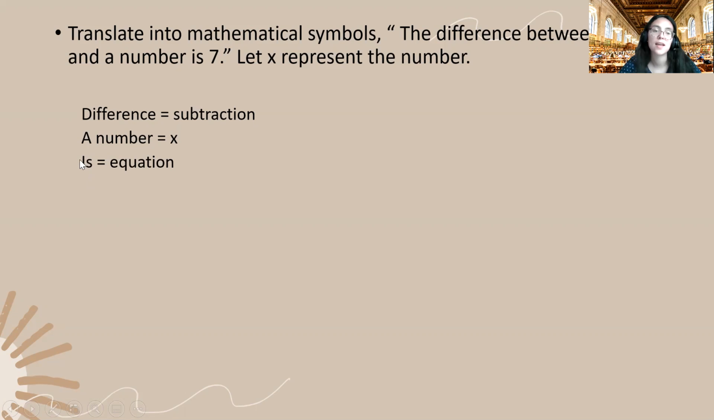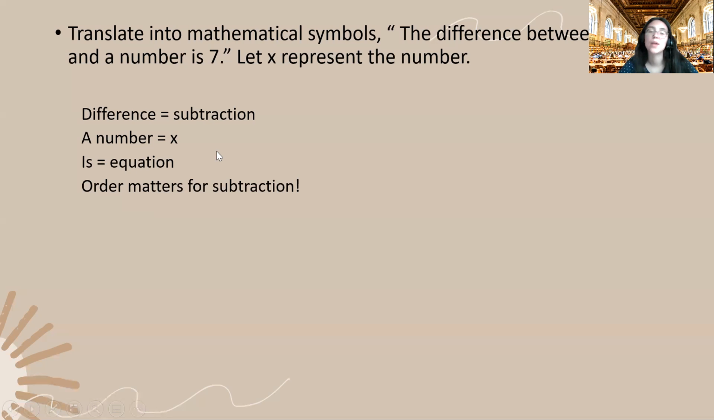Is, I see it in this sentence here. The difference between 13 and a number is 7. So I know that I'm going to have an equation. So I'm going to have an equal sign somewhere between the difference between 13 and a number, and then that will be separated by an equal sign.